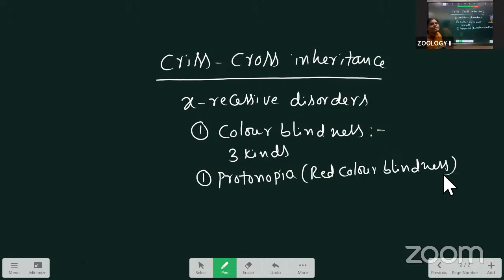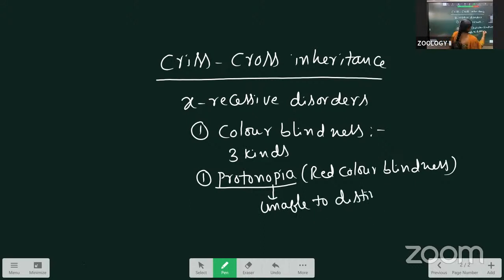Means the affected persons can't distinguish the red color and green color. Here, the affected persons having protanopia are unable to distinguish the green color and the red color. Protanopia means the affected persons are unable to distinguish red and green colors. Both of them look like a black color only. That's what they call protanopia.